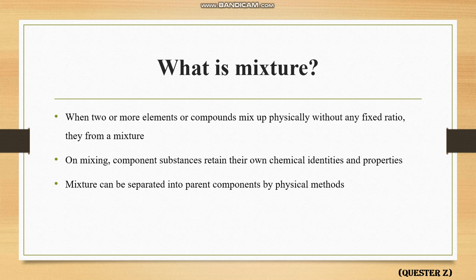Mixtures can be separated into parent components by physical methods. We can use any simple method to separate them. For example, in the case of salt solution, we can use the technique of evaporation. We provide temperature, the water in that solution will evaporate, and the salt will remain as a residue at the bottom of that glass. So these physical methods can be used to separate a mixture: distillation, filtration, evaporation, crystallization, and magnetization. By using a magnet, you separate mixtures of solids.